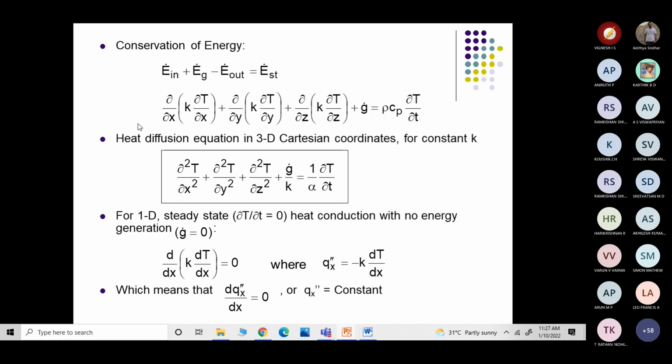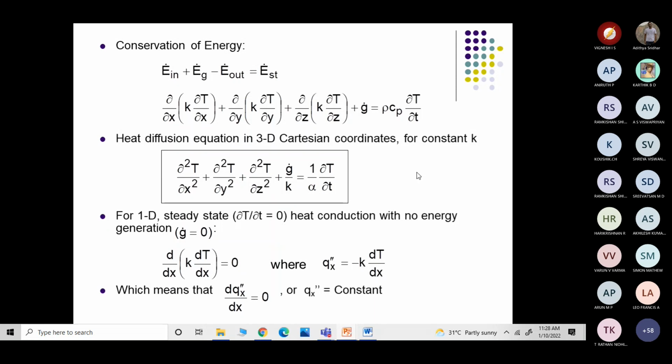Or in other words, ∂/∂x of (k ∂T/∂x) plus ∂/∂y of (k ∂T/∂y) plus ∂/∂z of (k ∂T/∂z) plus internal heat generated is equal to ρ cp ∂T/∂t. Okay, so this expression leads to the equation ∂²T/∂x² plus ∂²T/∂y² plus ∂²T/∂z² plus g/k is equal to 1/α ∂T/∂t.